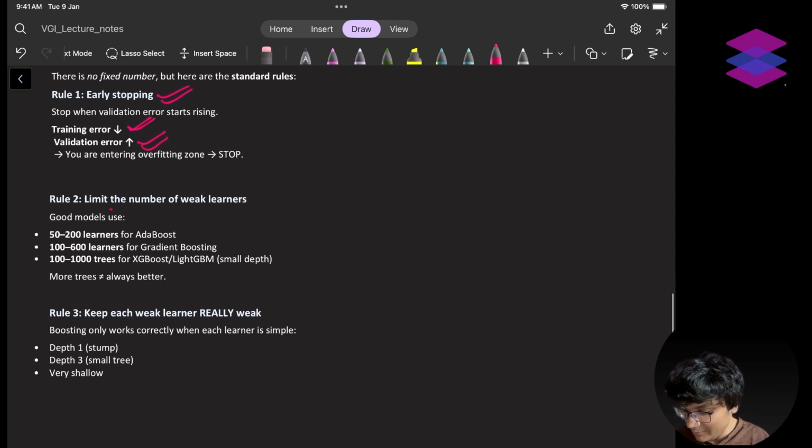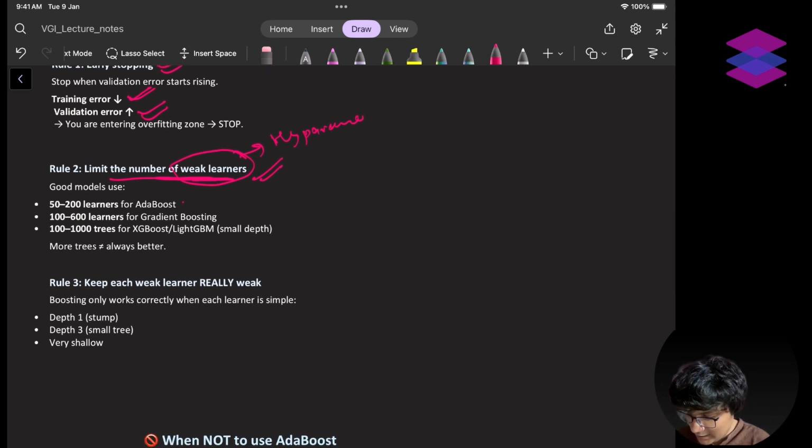Then again, limit the number of weak learners. How many weak learners you are supposed to use, I'll show you in the code. Weak learner count is basically a kind of hyperparameter, correct? Because you are defining these things before the training, right?